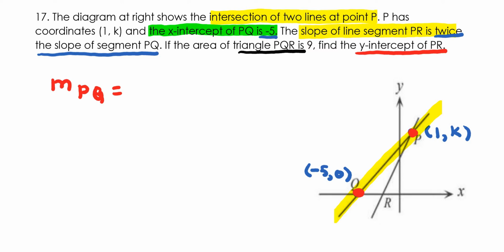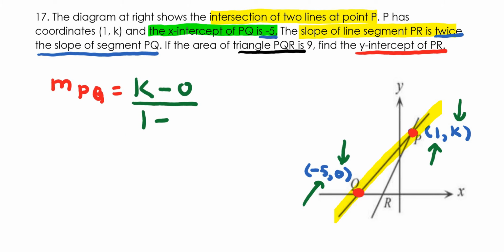Okay, so it's going to be y2 minus y1. So here is my y2 value, which is k. So k minus y1, which is 0, so k minus 0, divided by x2, which is 1 minus -5. So 1 minus -5 is going to be plus 5. Okay, so if I go ahead and find the slope of that yellow line, k minus 0 is going to be k, and 1 plus 5 is going to be 6. All right, so the slope of line PQ is going to be k over 6. Okay, very good.